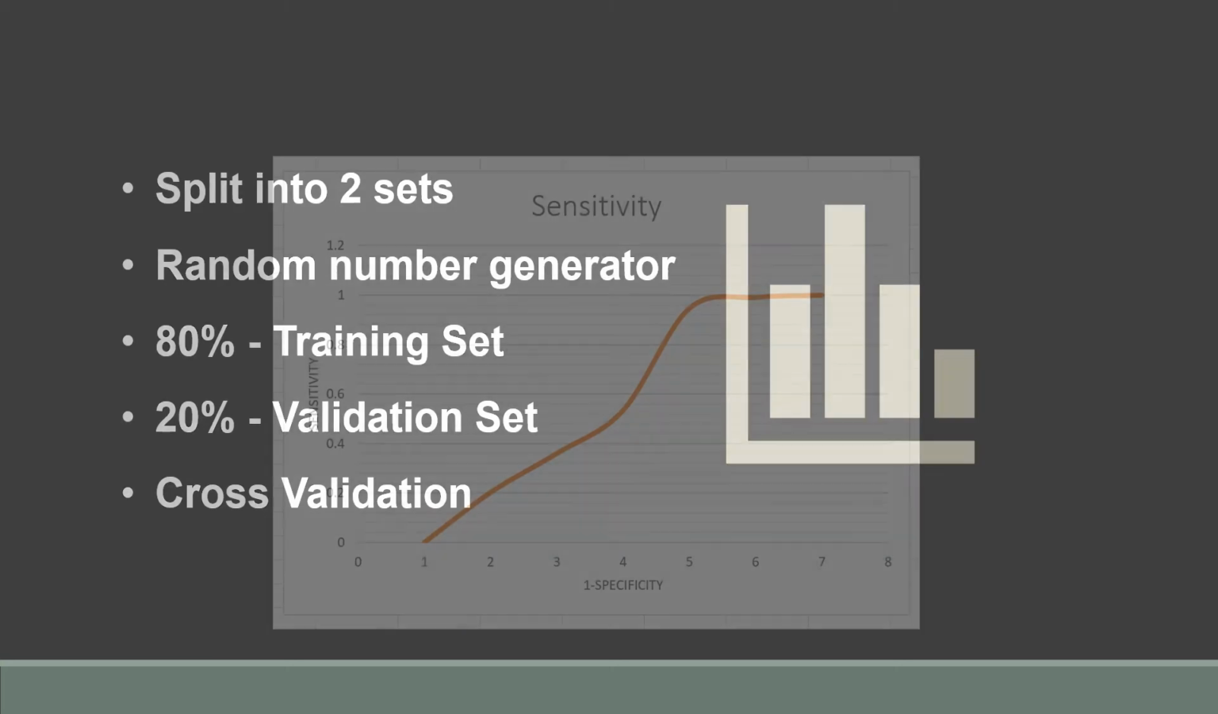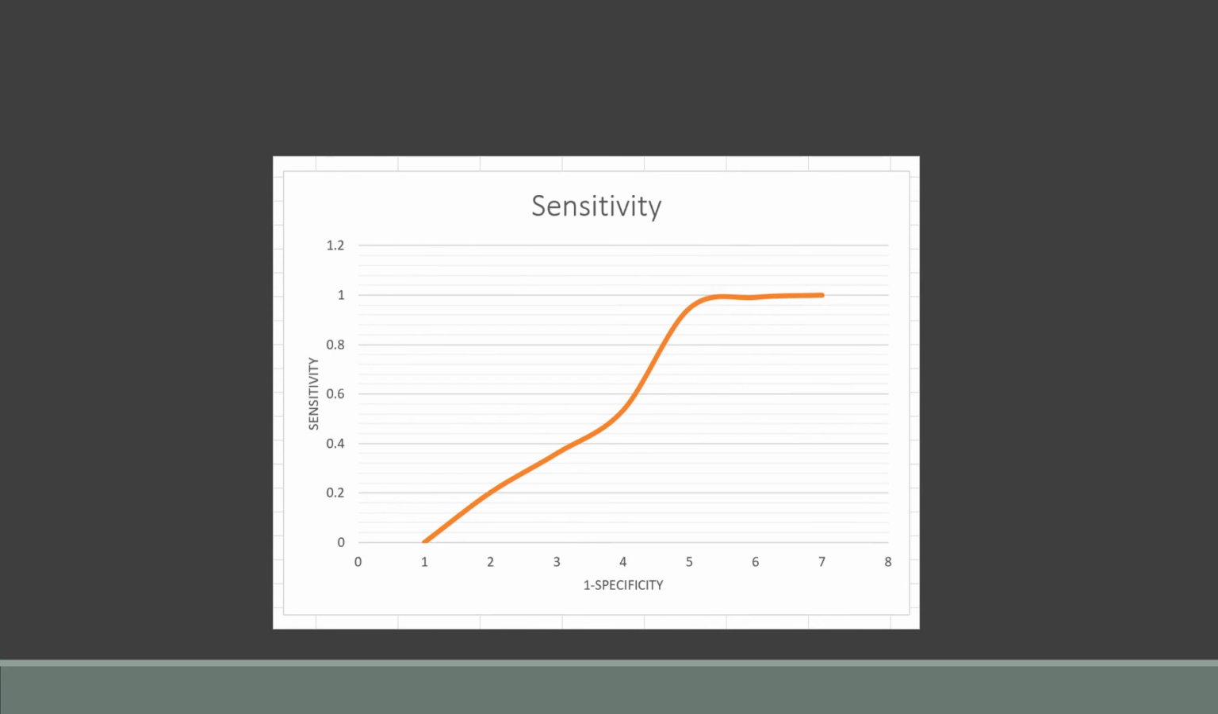The receiver operator curve displays the cross-validated accuracy of predictions. It plots sensitivity and 1 minus specificity observed at different cutoff points.